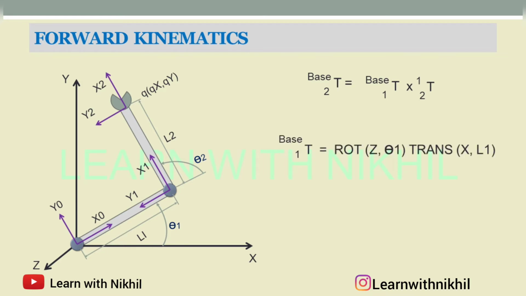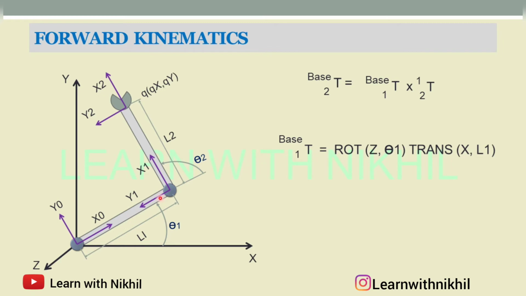So first, finding the transformation of joint 1 with respect to the base, or the previous. Now in this robot you can see the z axes are parallel to each other. So the twist angle is 0, and here you have theta values and the length of the link. So this link is moving along the x axis. Z axis is common.